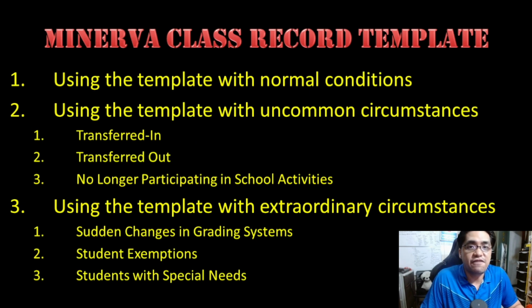Now, before I move on to finally demonstrating how to use the class record template, let me give a brief outline. First, I'm gonna show you how to use the template under normal conditions. And then after I show you what the template can do during normal conditions, I'm then gonna show you how to use the template during uncommon circumstances. Uncommon circumstances meaning they're still normal but they don't happen very often. These are cases wherein there are transferred in students, transferred out students, and students who are no longer participating in school activities. Afterwards, I'm gonna show you how to use the template during extraordinary circumstances. For example, sudden changes in grading systems, student exemptions, and allowances for students with special needs.